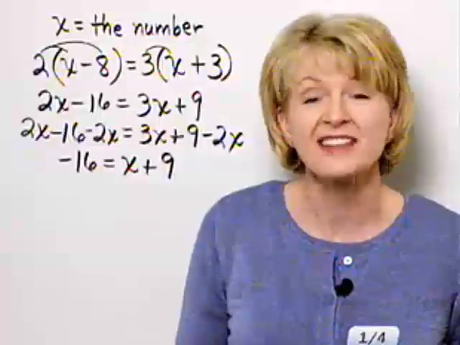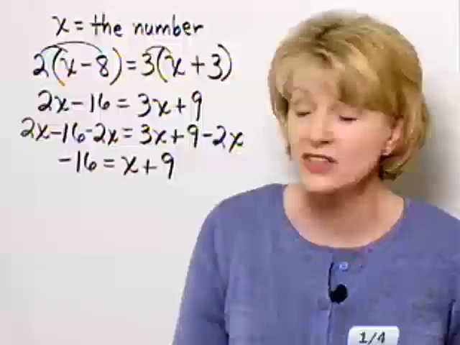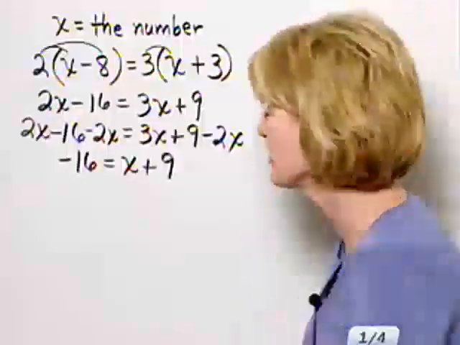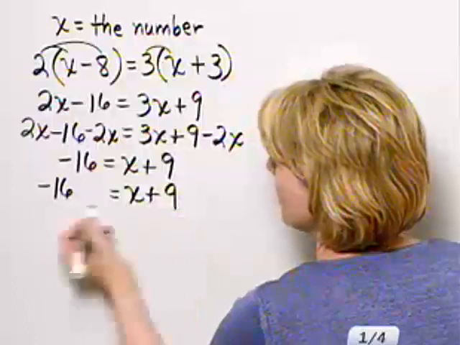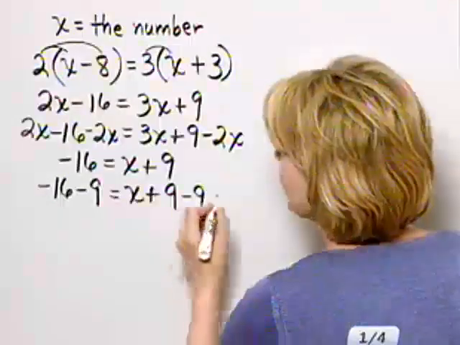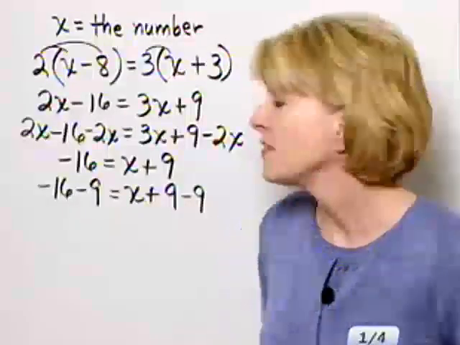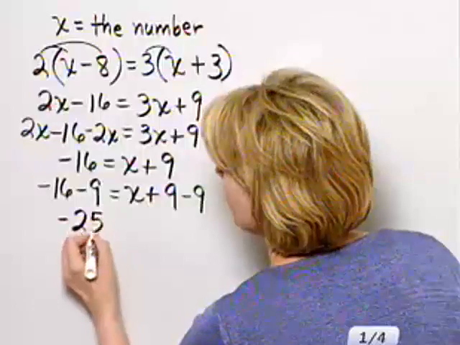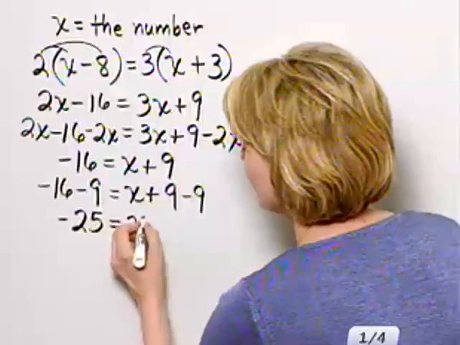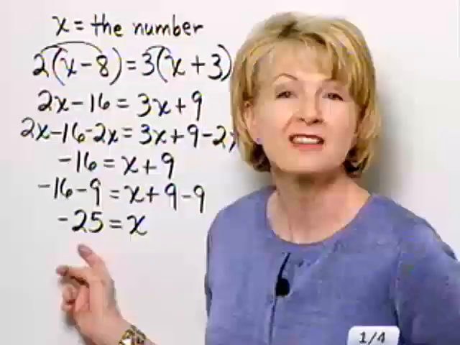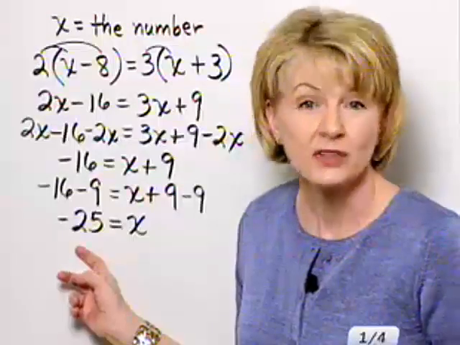How do I finish solving this for x? Remember, to solve, we want x by itself on one side of the equation, so I will subtract 9 from both sides. Here's my left side, here's my right side, and I will subtract 9 from both sides. So what is negative 16 minus 9? That is negative 25. And on the right side, the 9's subtract out like I want, and I have simply x. So x represents my unknown number. My unknown number then is negative 25.